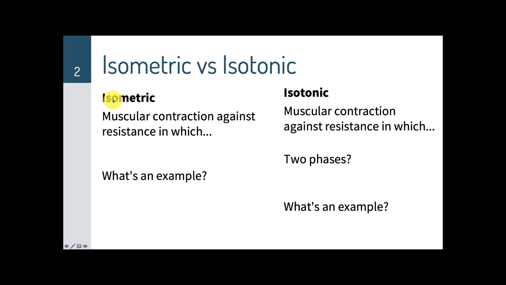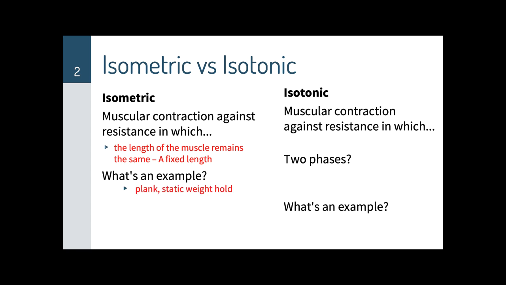So an isometric contraction is when a muscular contraction against a resistance or a load occurs in which the length of the muscle remains the same. So it is a fixed length. You are still producing force, you are still producing tension within the muscle. The myosin and actin proteins are cross-linked and they're interacting. But in this particular type of contraction, the muscle remains at a fixed length while generating tension and force. Examples of this type of contraction would be a plank or a static weight hold. I'll show you images of those in a moment so you can commit those to memory.